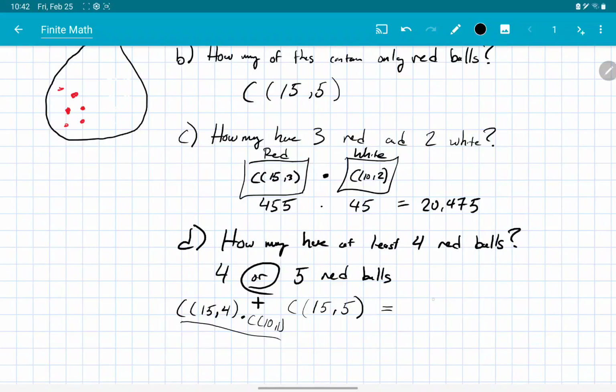These numbers are 13,650 and 15.5 turns out to be 3,003. So there's a total of 16,653. Okay. So 4 or 5 red balls is just a little less common than 3 red and 2 white. Okay. Final example.